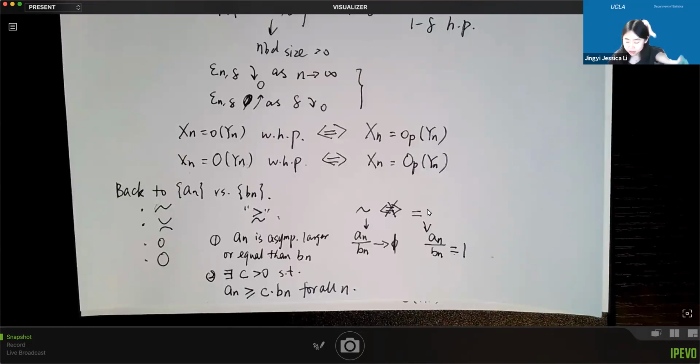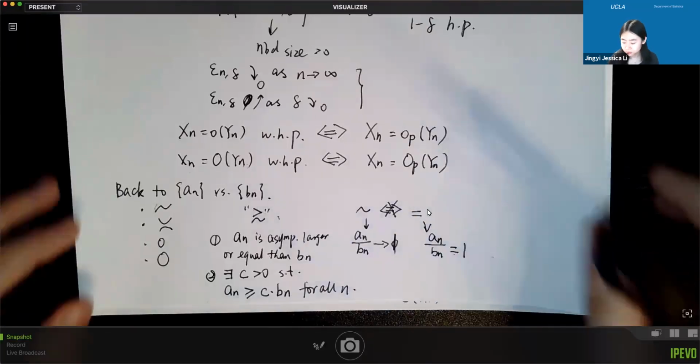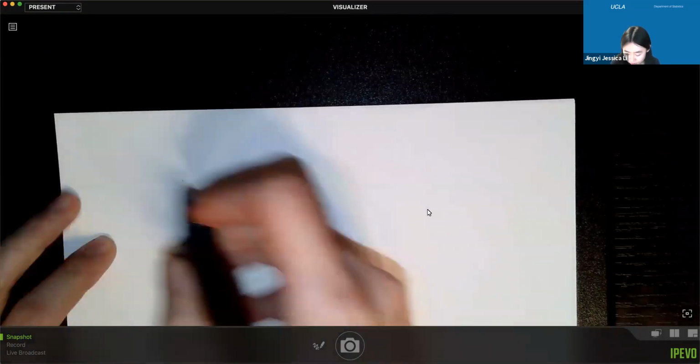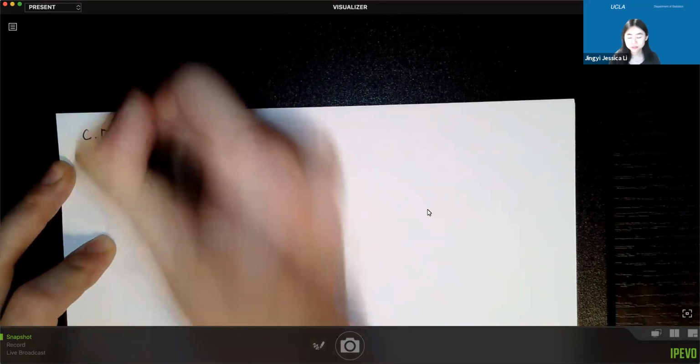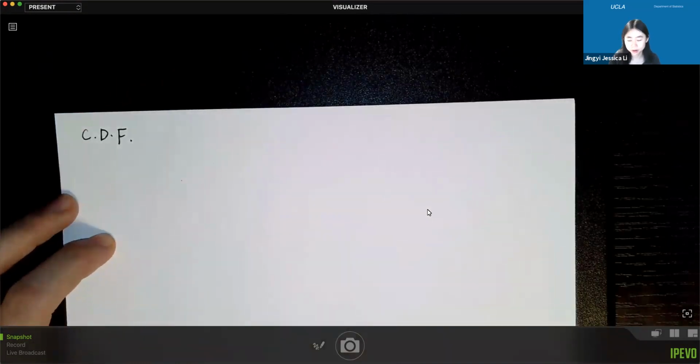And one more thing, before we talk about our probability background, is the definition of CDF and its inverse, the quantile function. I'm going to spend some time to talk about that today because I think that's a very important basic. I think many of us have learned this, right? The definition of CDF, one of the most important functions in probability.